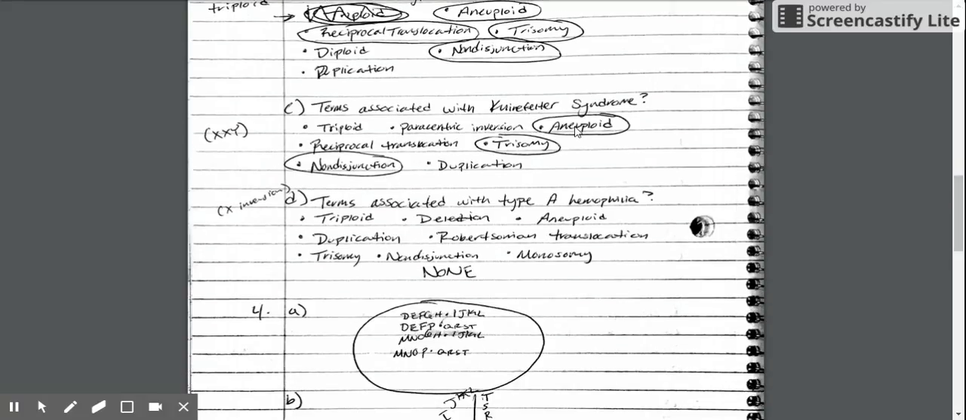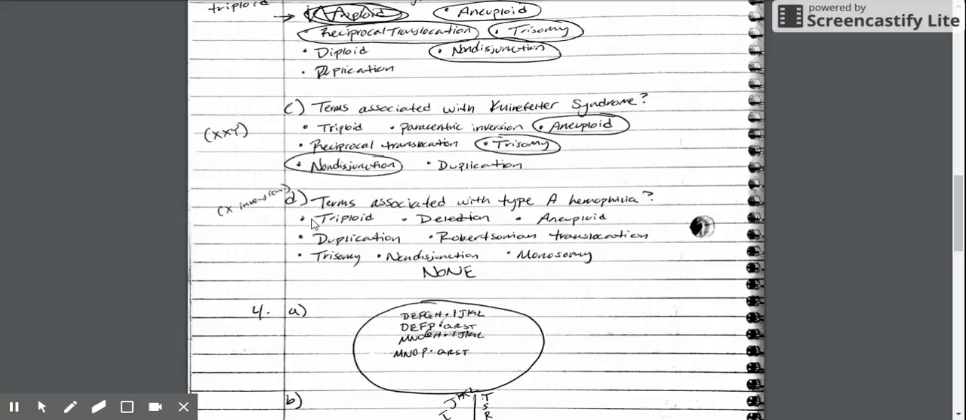C, terms associated with Klinefelter syndrome. That's the XXY, you have two X chromosomes, is associated with aneuploid, you have an extra chromosome. Trisomy, that's related to having 3 chromosomes when you should only have 2. And non-disjunction. Non-disjunction is what causes this.